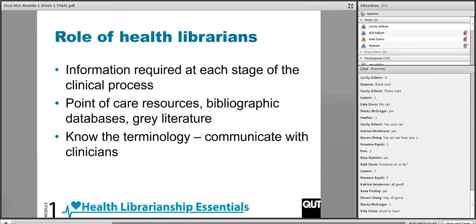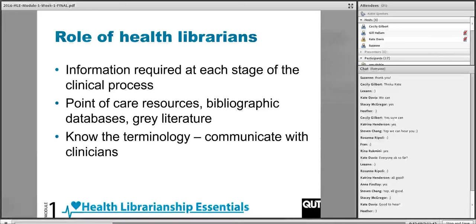And you will learn some more about these resources as you progress through the course. But if you have access to any of them at the moment, it's worth having a look at them. Some of the commonly used point-of-care information resources are things like BMJ Best Practice, UpToDate, DynaMed, and Clinical Key. And finally, by being aware of some of the terminology associated with the clinical process, you will be more confident in working with clinicians to meet their information needs.